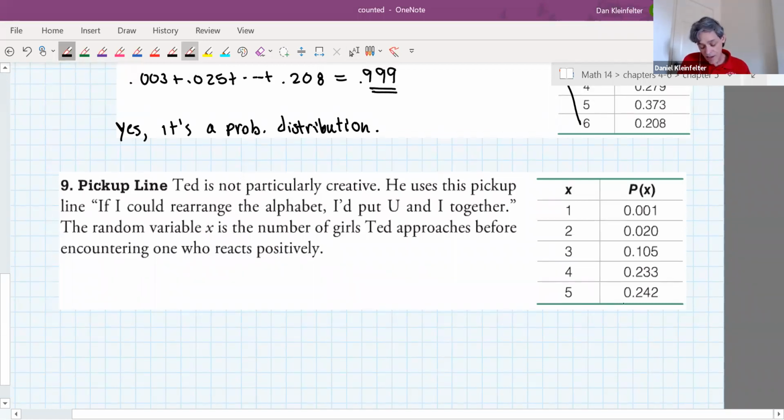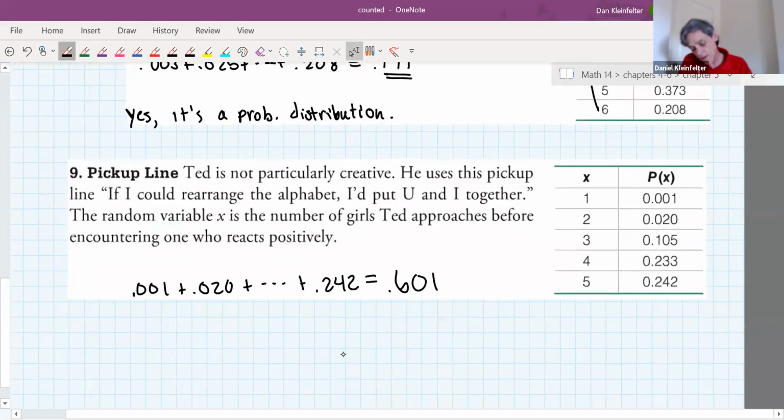So this is our values. It looks like all of the numbers are between 0 and 1. We do have a random variable X between 1 and 5. We should probably check and see if those P of X's add up to 1. So let's do that. Okay, so let's see what we get for all those. Adding up those values, I got 0.601, and that's not 1, obviously. And so this one is not a probability distribution because the probabilities would have to all add up to 1.